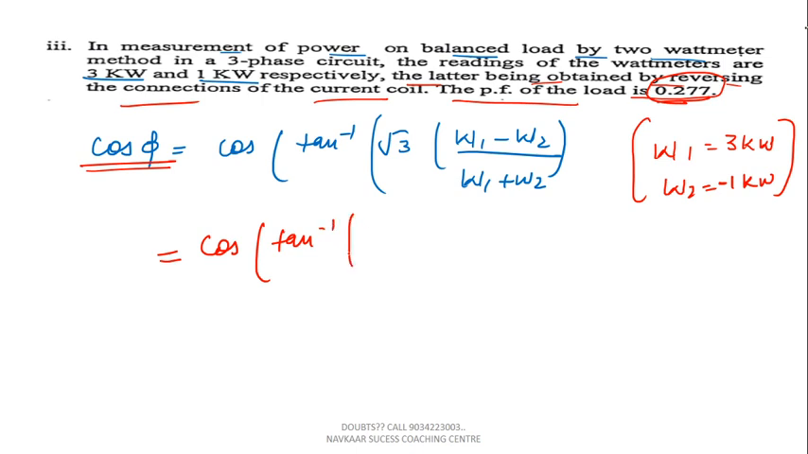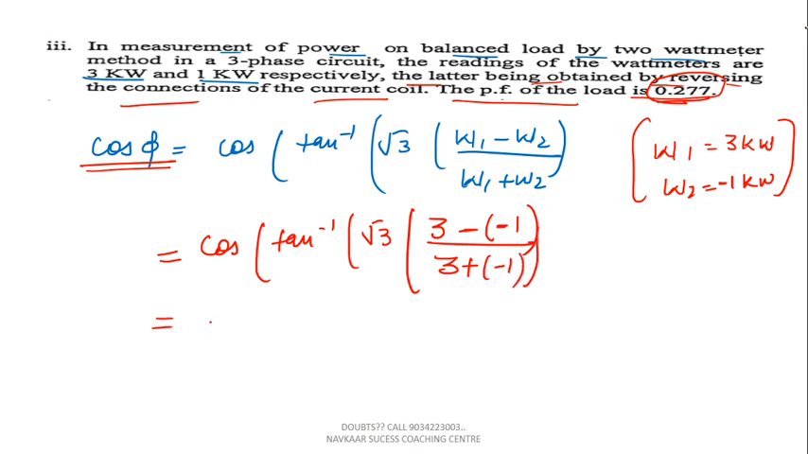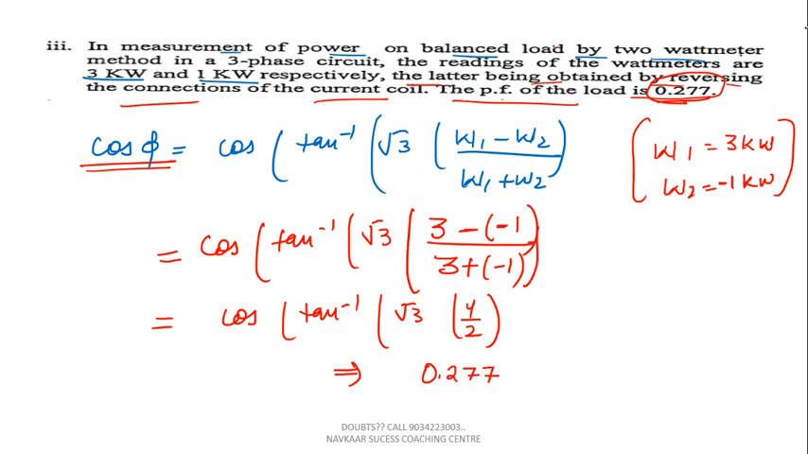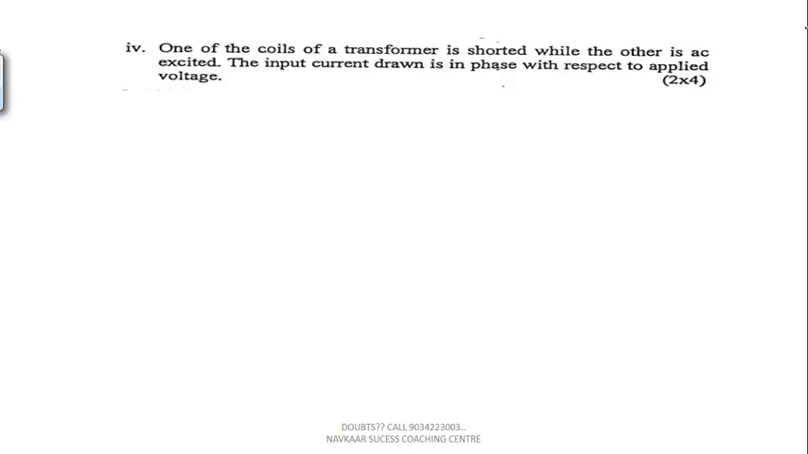Cos of tan inverse root 3, W1 is how much? 3, minus WT is how much? Minus 1. So minus 1 divided by 3 plus then minus 1. Okay, I just put down the formula. Cos of tan inverse root 3, then its value would be 4 divided by 2. If you solve this completely, then you will get only 0.277. So it means its answer is true. Okay, now move to the next question.